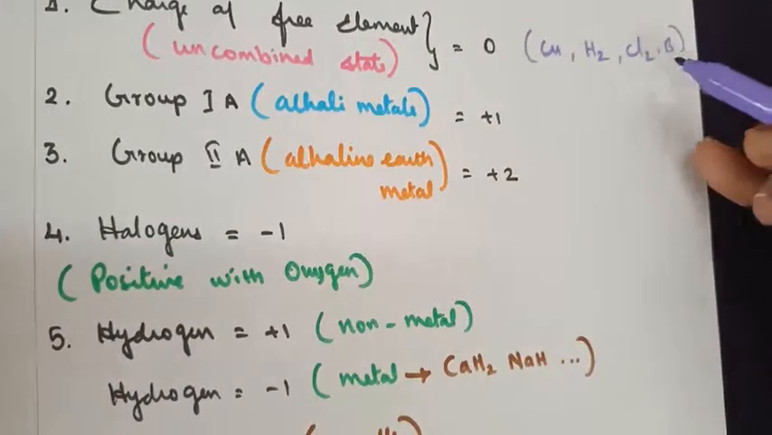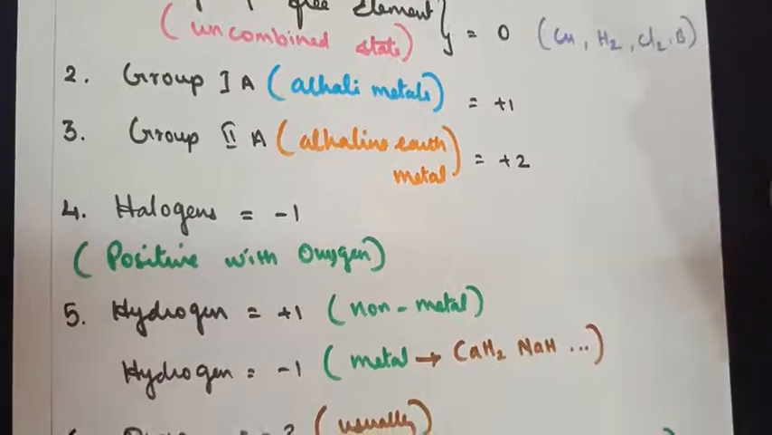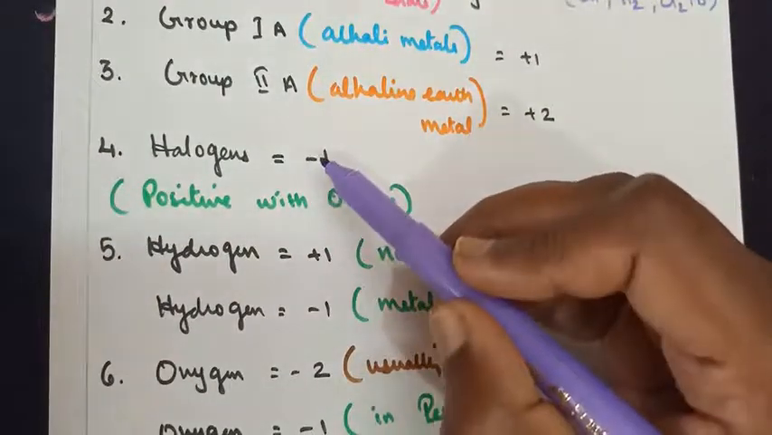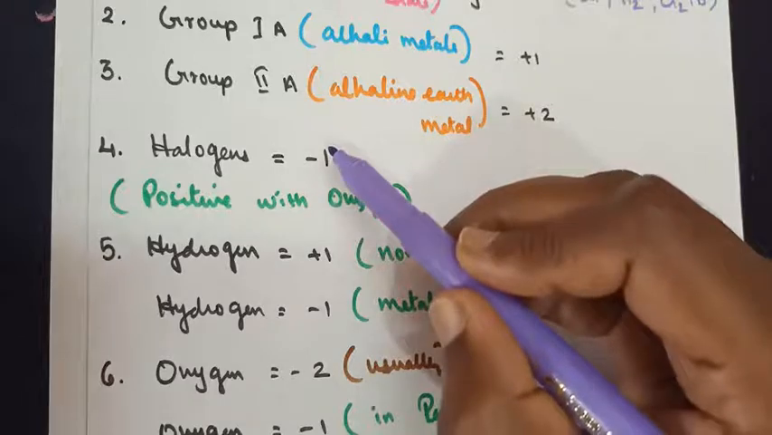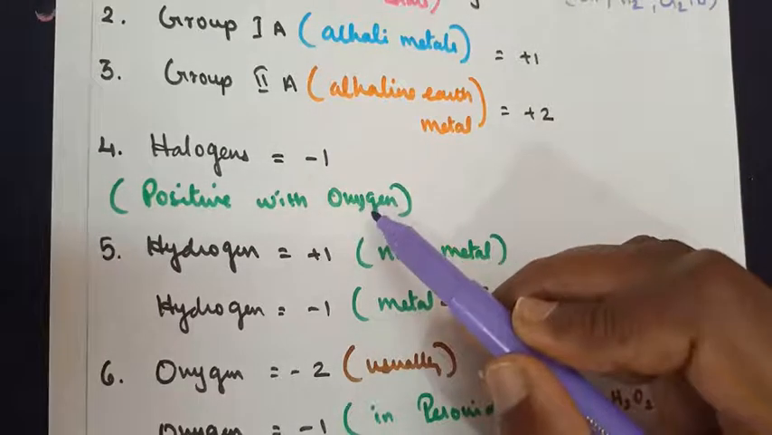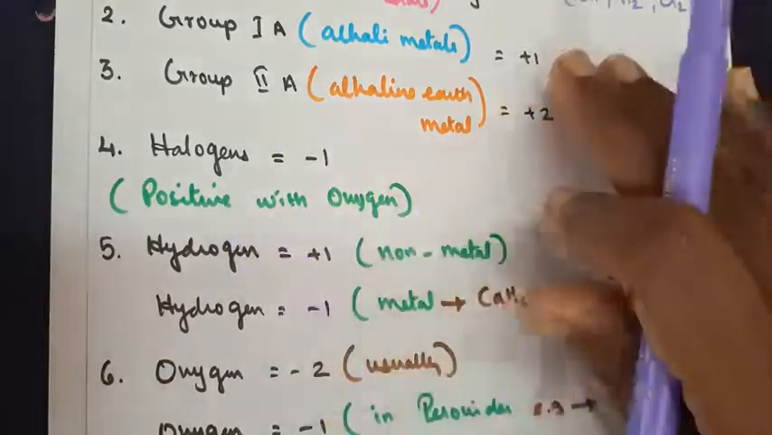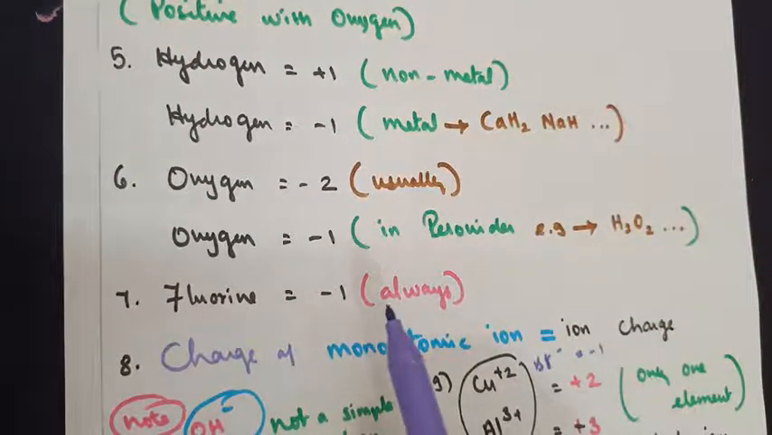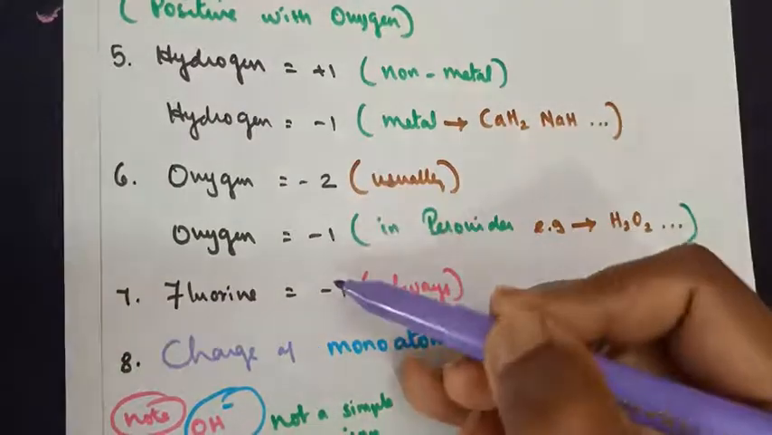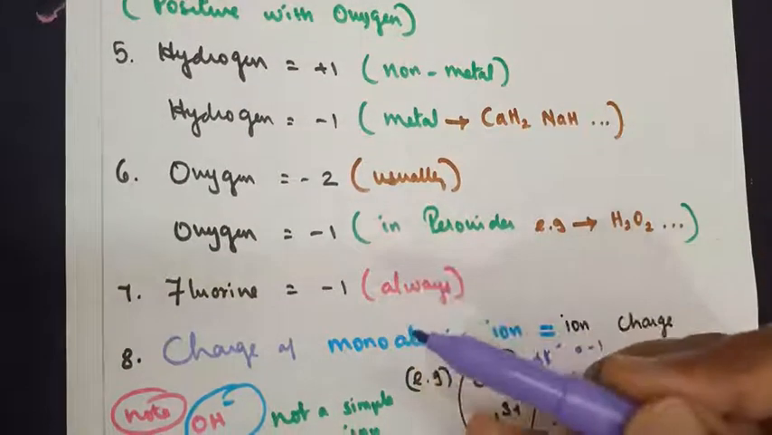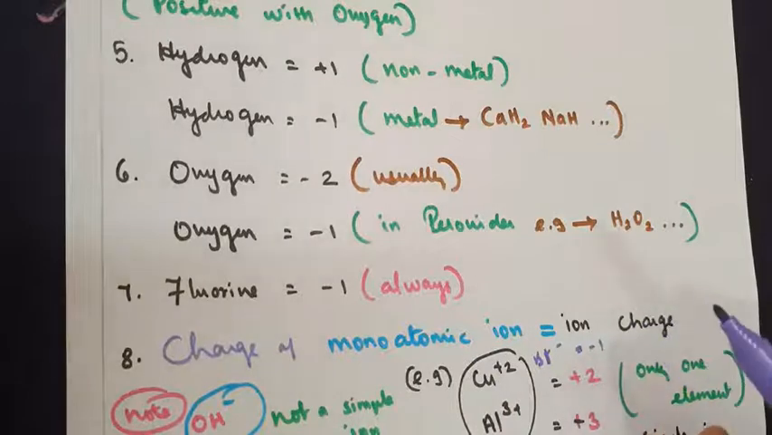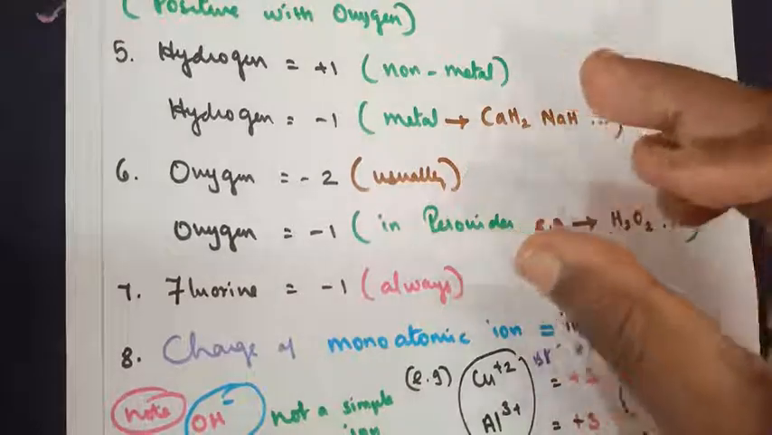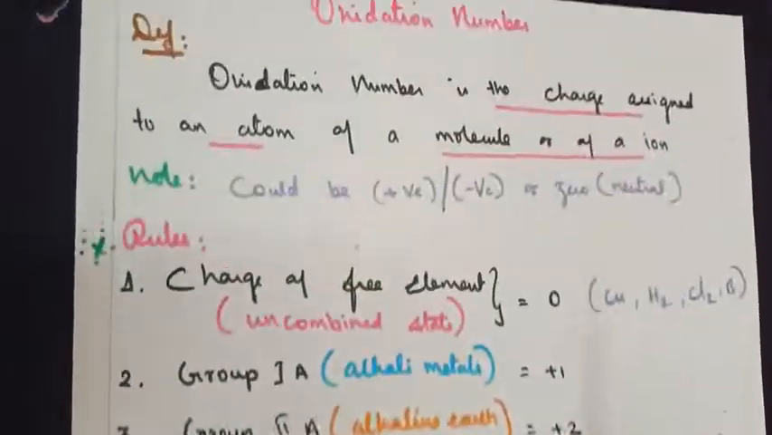I told you the elemental state charge is 0, and when it is combined with another element, halogens have a minus 1. When it combines with oxygen, the charge happens to be positive, but fluorine always exhibits minus 1 only. Why the differences between them? You will learn as we proceed lesson by lesson. I do not want to confuse you with everything at the same time. Only remember the clues to work out the sums based on oxidation number.